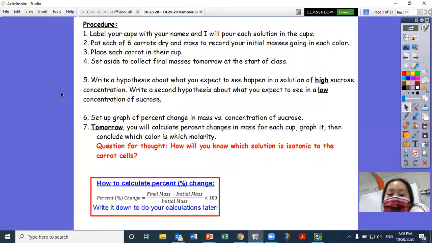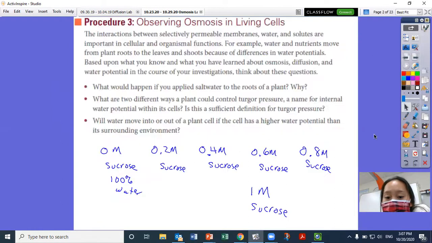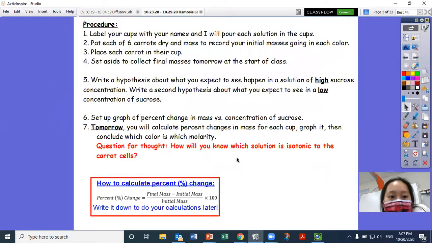So in the procedure, technically I already prepped this for y'all because you can't do these, so this isn't a demo. I have 6 different cups labeled by their color. So I have a blue, a clear, yellow, purple, red, and a green cup, right? And they all have their different solutions, and all of the solutions are one of these 6 solutions. And I'm going to pat 6 carrots dry and mass them.